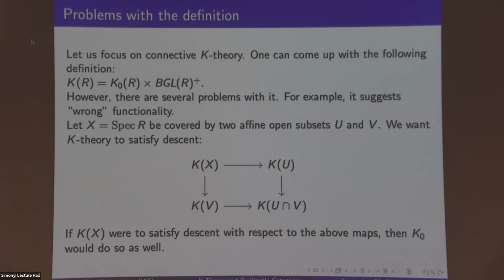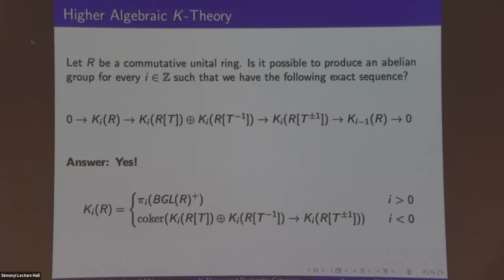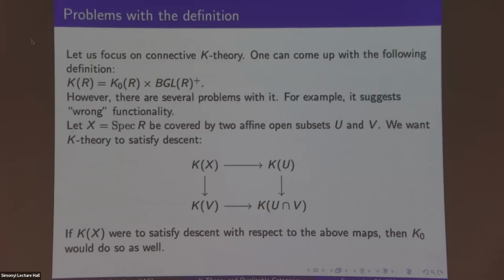Okay, so now I presented some definition, so maybe let me go back to the slide. There is some construction, BGLR plus. I don't want to explain what it is, but it's some sort of topological construction if you wish. So now I want to give a more categorical definition, and there are several reasons why you would want to do that. One of the reasons is, okay, let's focus on connective K-theory. So now instead of working with one group, I want to work with a space. So let's look at the space K0 times BGLR plus.